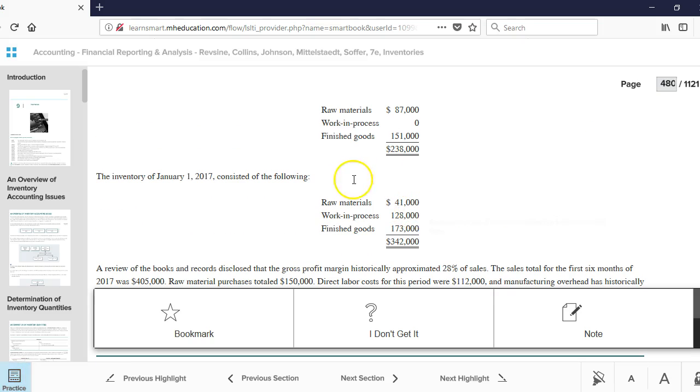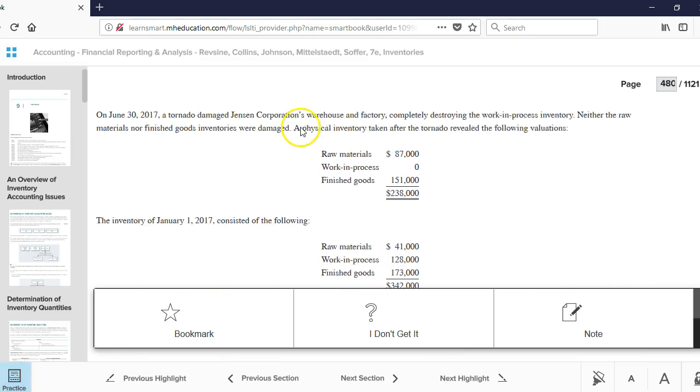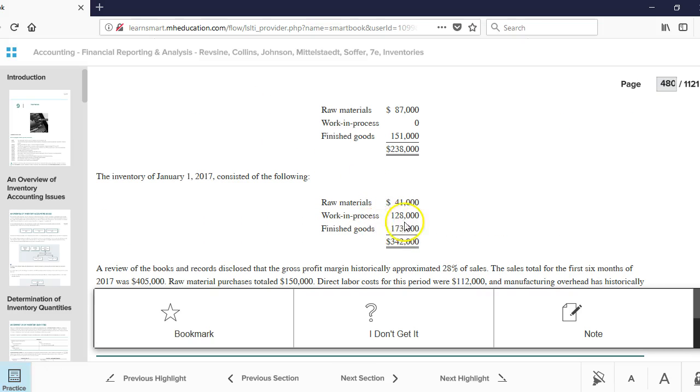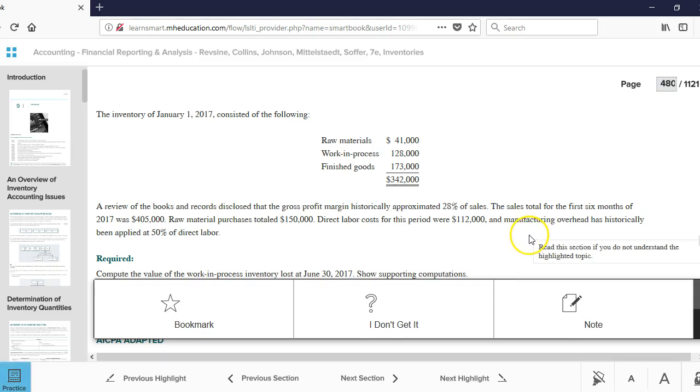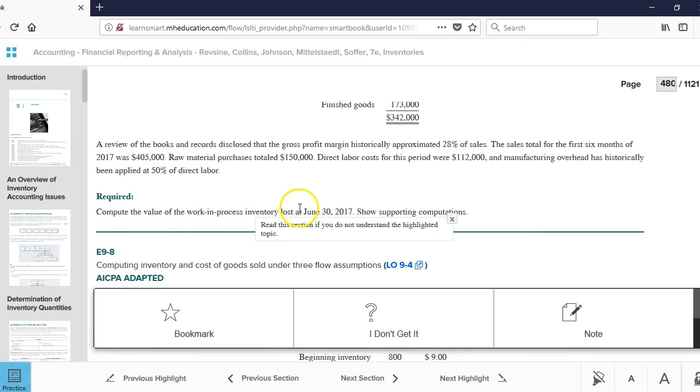January 1 of 17 is, so this is the ending balances right here. These are the beginning balances: 41, 128, and 173. Review of the books and records discloses gross profit is historically 28%. That's important. The sales for the first 6 months was 405. Raw materials purchased was 150. Direct labor costs for the period were 112. And manufacturing overhead has been 50% of direct labor. What is work in process?